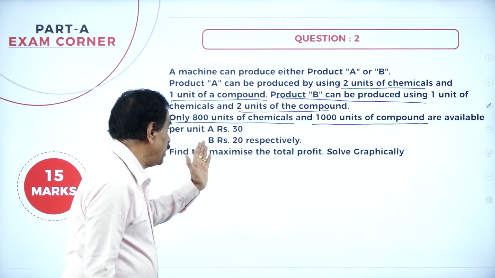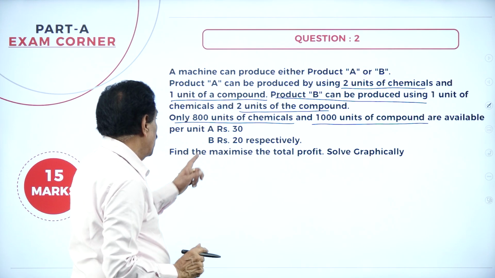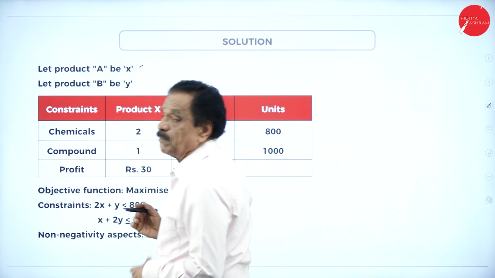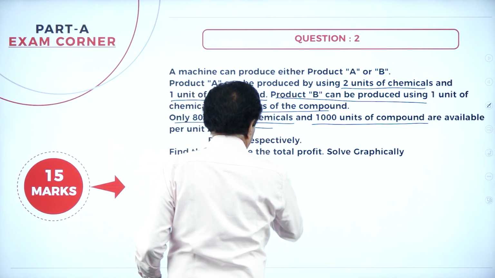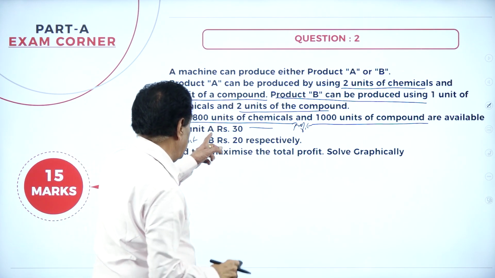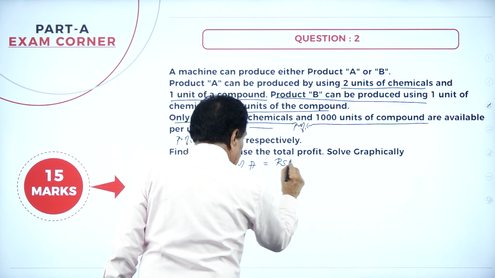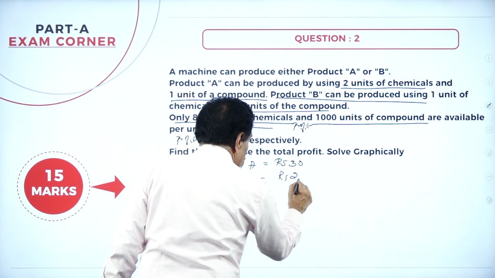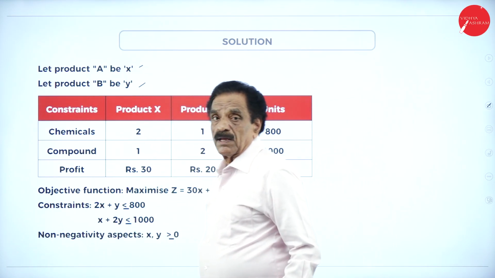Profit per unit of A is rupees 30 and B is 20 respectively. Find the maximum total profit. This should be put into a format. Now, let product A be X. Let product B be Y. So your maximum profit, they say per unit profit. Profit of A is equal to rupees 30. Profit of B is equal to rupees 20. This is the maximum profit, represented by the letter Z. Let product A be X, let product B be Y.